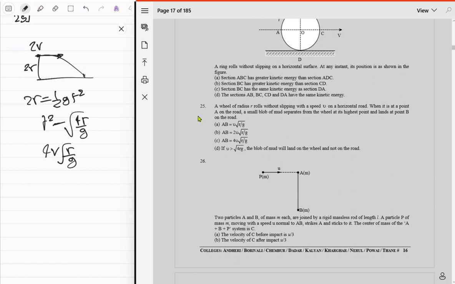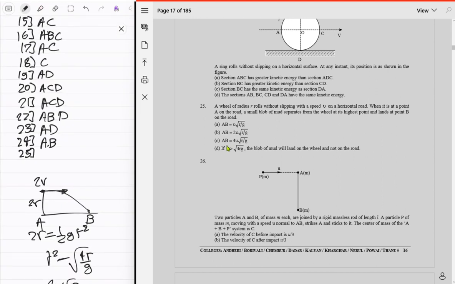Point A on the road, okay, this is the A thing. The velocity is the same as that because it just separates, nothing else happened. So AB is just 4V square root of R upon g, which is C. Next question. If V is bigger than this thing, then the blob of mud will land on the wheel and not on the road.